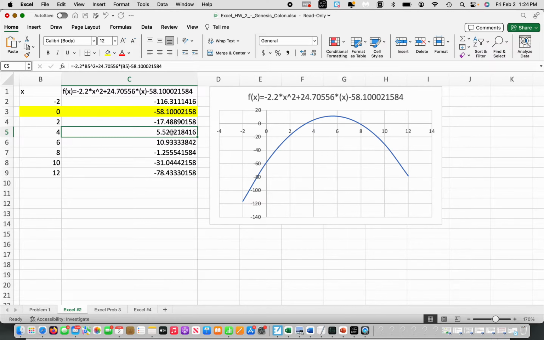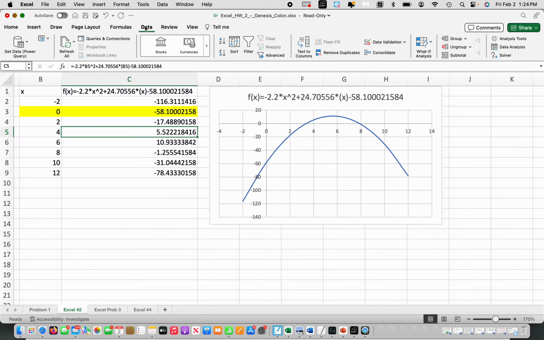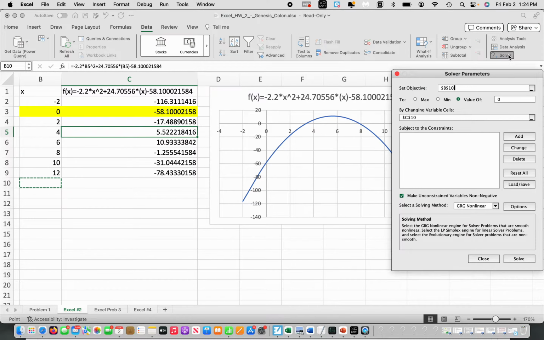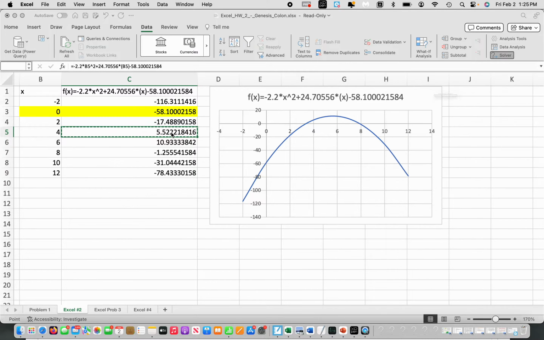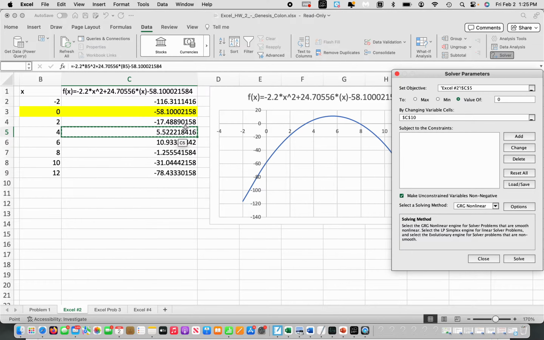Okay? So I'm going to click on this cell here, go to Data, Solver, and set my objective. Since I want to know what x value gives me a y value of 0, I'm going to take this cell here and set that cell equal to 0. That's my objective. And I want to put that x value that would make that 0 right next to it in this x column.